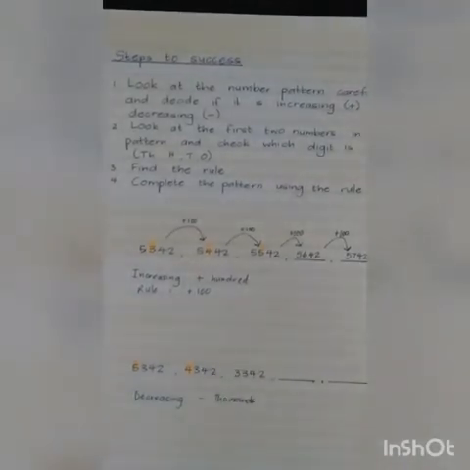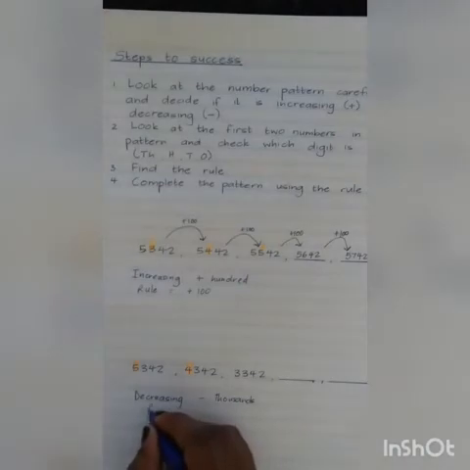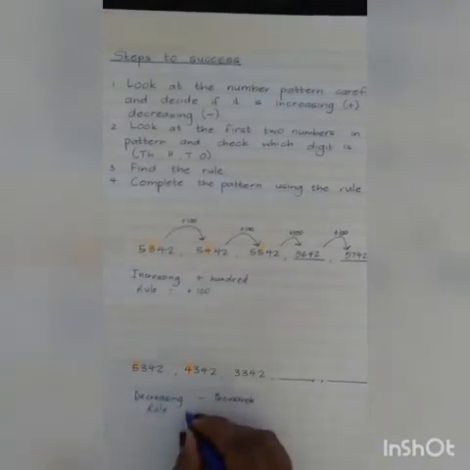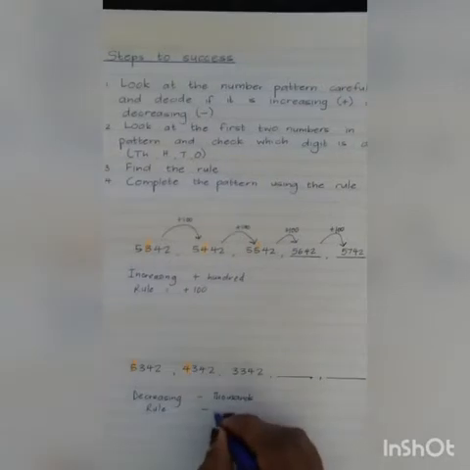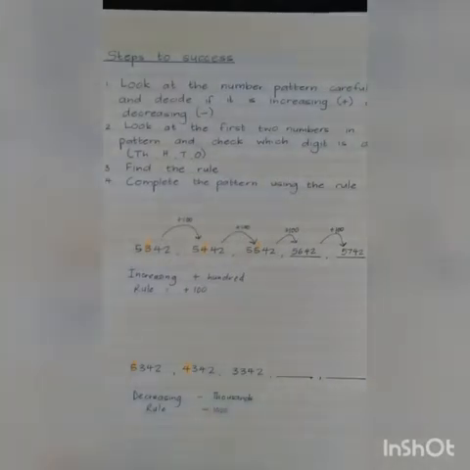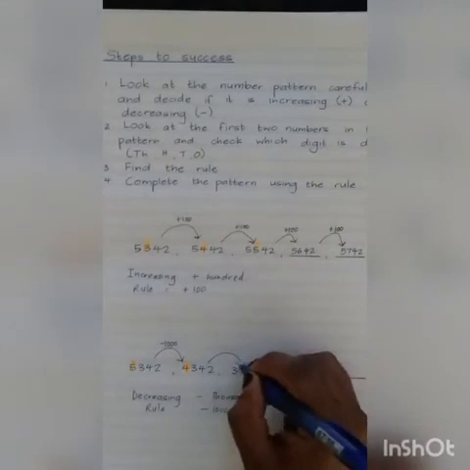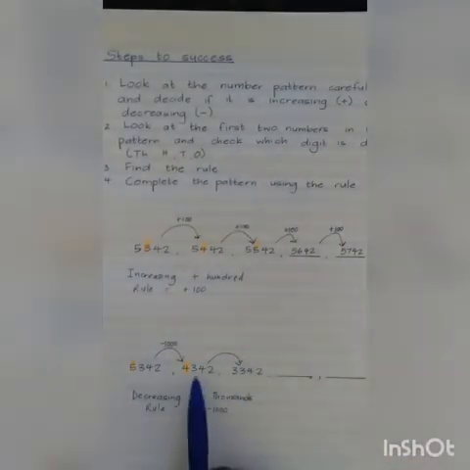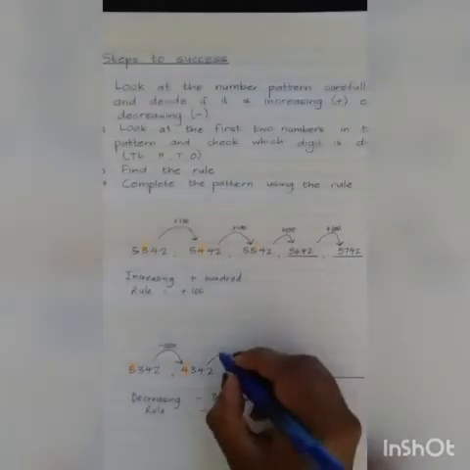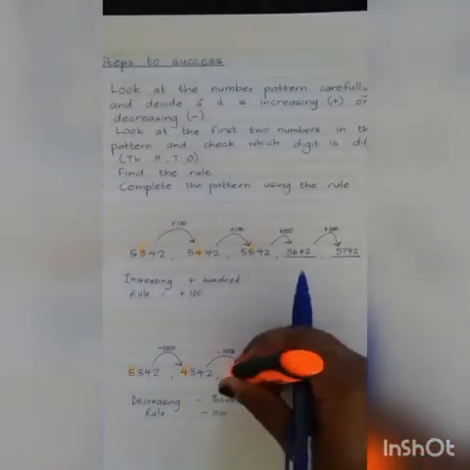Step 3. Find the rule. Subtract 1,000. So from 5,342 to 4,342, we subtracted 1,000. Let's check if our rule is correct. 4,342 minus 1,000 gives us 3,342. Our rule is correct.